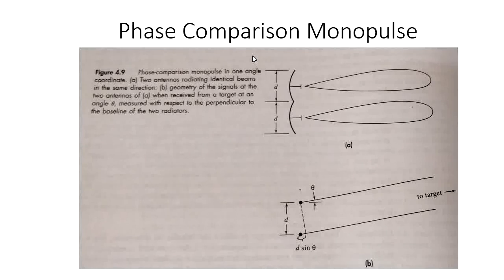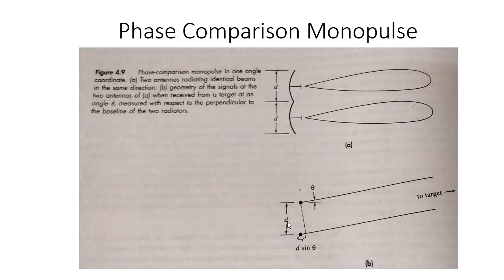In the previous amplitude comparison monopulse, we were using an antenna of 2 feet or 4 feet, but here in order to calculate the angular error, we are going to use two antennas. Here we are using the two parabolic antennas. The diameter of these two parabolic antennas is D here. The two parabolic antennas are transmitting the same beam, nothing but the same amplitude as well as the same phase here.